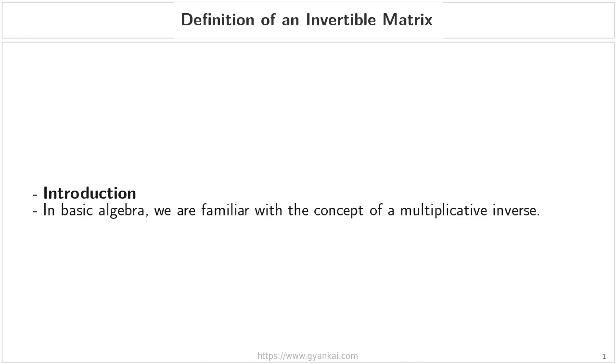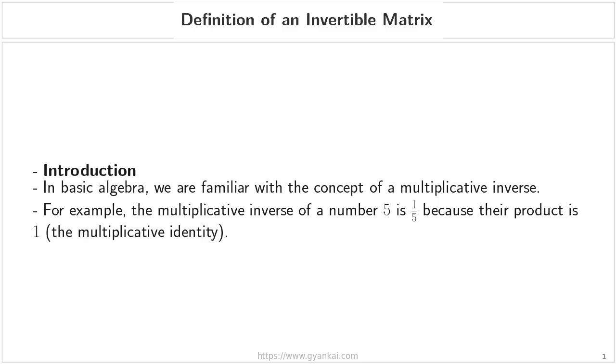To start, let's look at some familiar ground. In basic algebra, you are already well acquainted with the concept of a multiplicative inverse. To illustrate this, consider the number 5. The multiplicative inverse of 5 is 1 over 5, because when you multiply these two together, their product is 1. In mathematics, we refer to this result, 1, as the multiplicative identity.